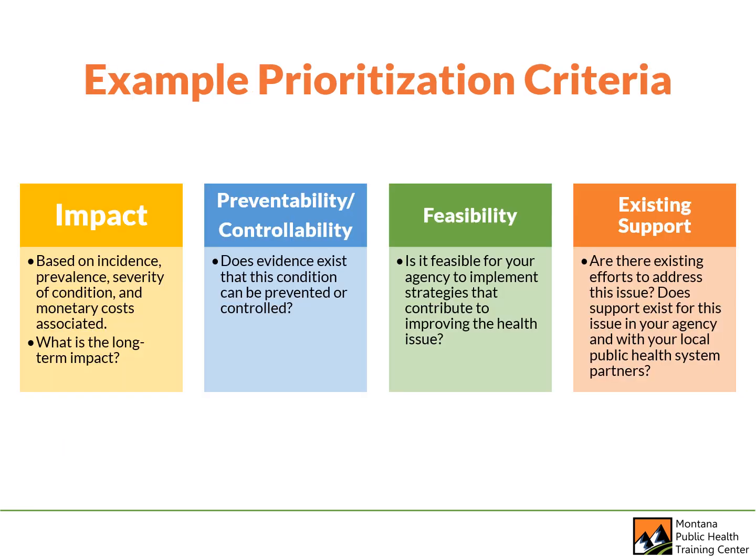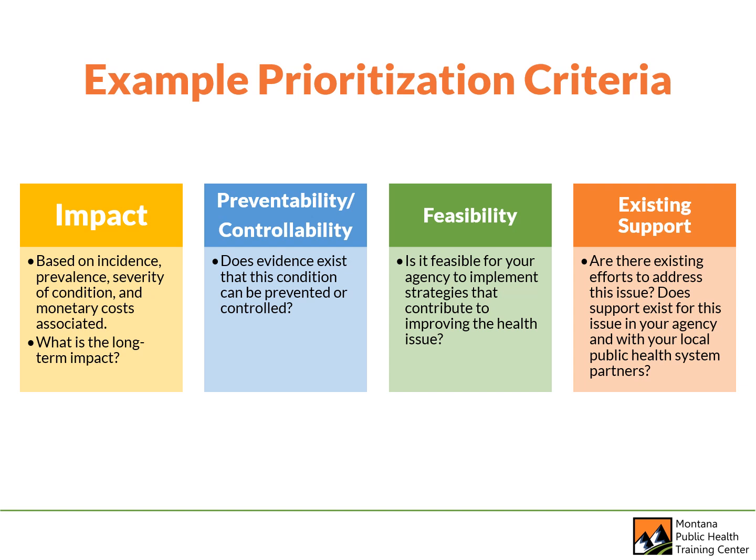So when we look at our community health assessment with our stakeholders, and we look at all the areas that could use some improvements around health, how do we pick 1, 2, or 3 areas to work on depending on the size of our jurisdiction? Well, we need to prioritize. An example of prioritization criteria includes one that's based on impact, preventability/controllability, feasibility, and existing support.